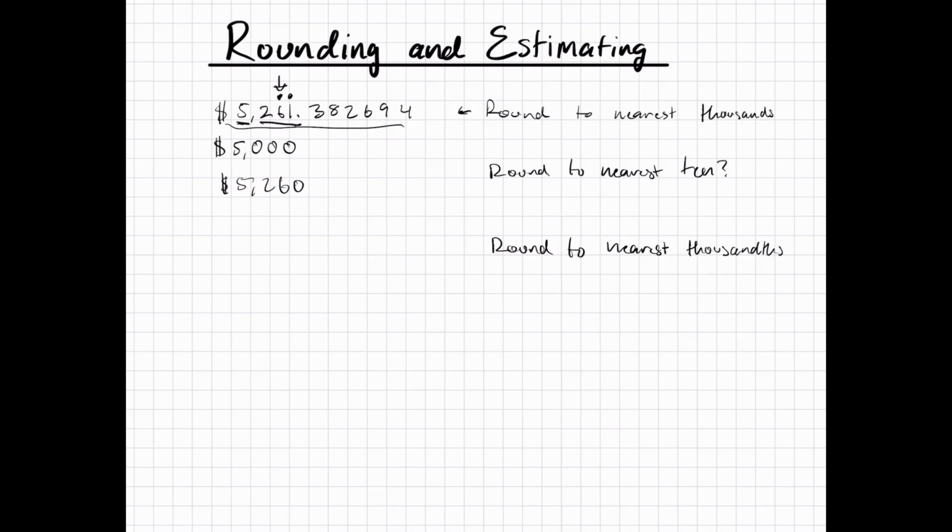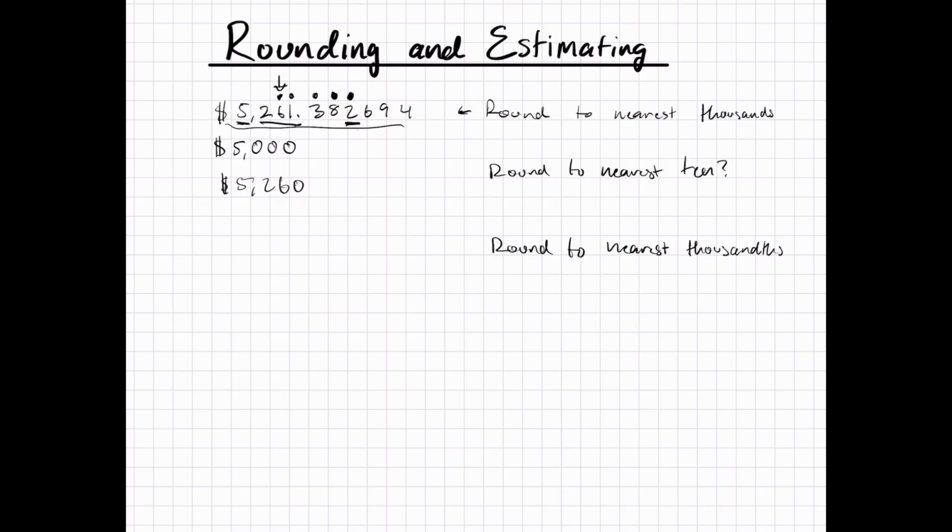And if you don't remember what thousandths are, you might want to go back and check my place value video at the beginning of this fundamental theorem video. Okay? So round to the nearest thousandths. Well, remember, this is the ones. This is the tenths. This is the hundredths. This is the thousandths place. So we want to round that number to the nearest thousandths.